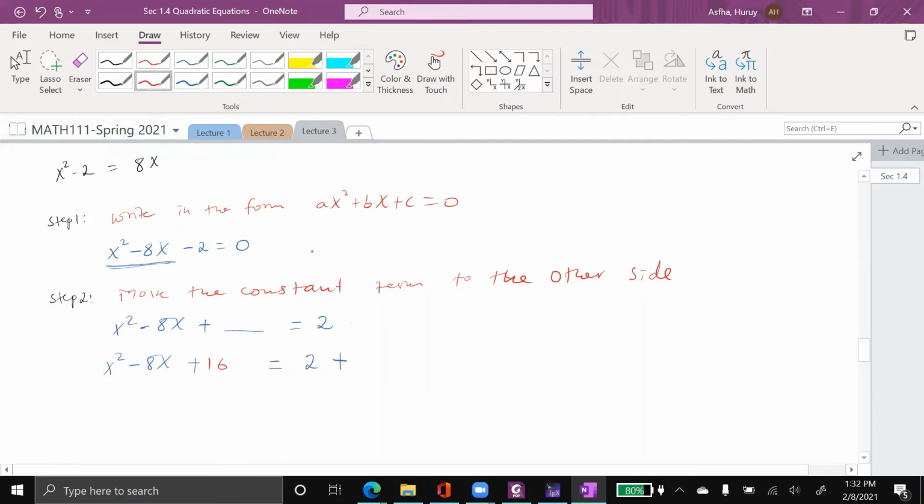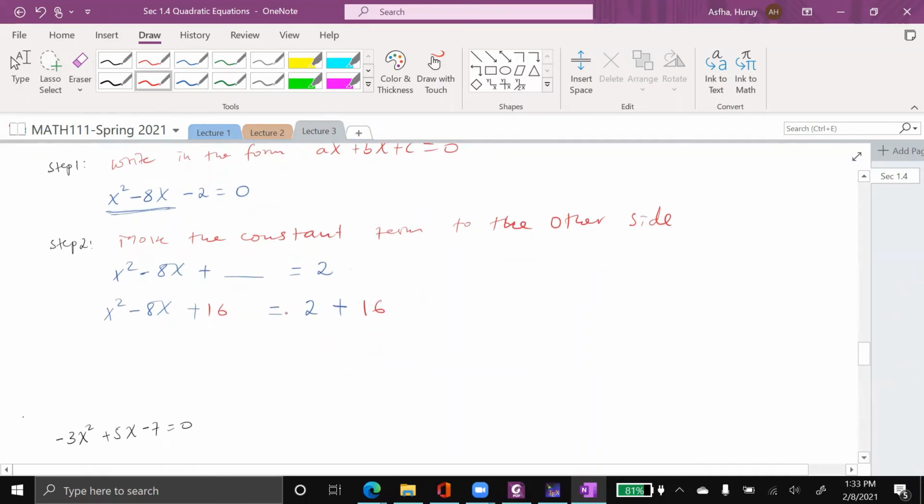plus, do not forget to add it on the right side as well. So we add the 16 on both sides. Once we found the number that we need to add so that this can be a perfect square, then we add it on both sides. The reason why we add it on both sides is because we don't want to change the whole equation. If I add it only on the left side, then this is not going to be the original equation. This is totally a new equation. Now we simplify this.